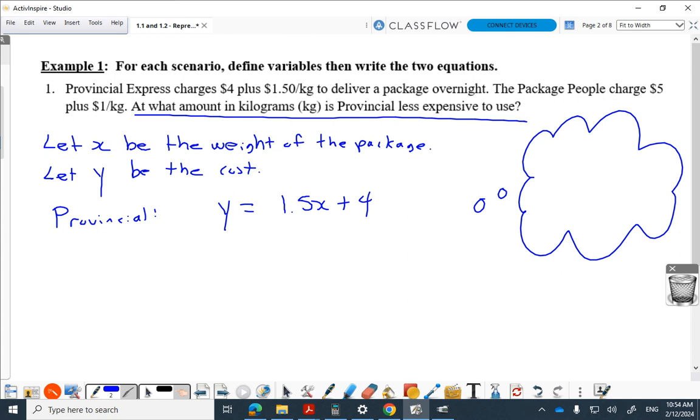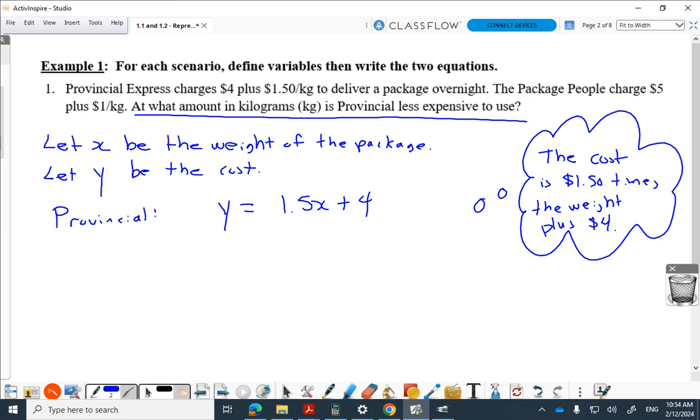One strategy is to make a word equation. Most people would understand this word equation, even if their algebra was weak. The cost is $1.50 times the weight plus $4. That is a very powerful mathematical strategy.